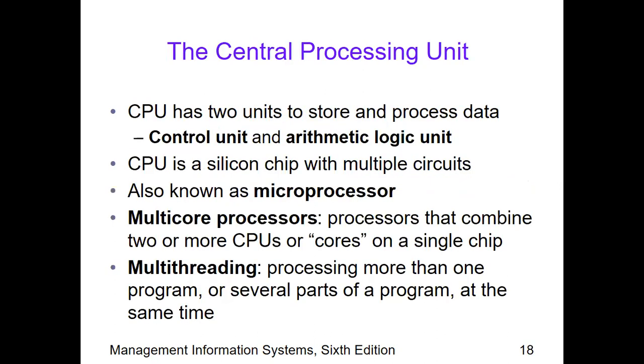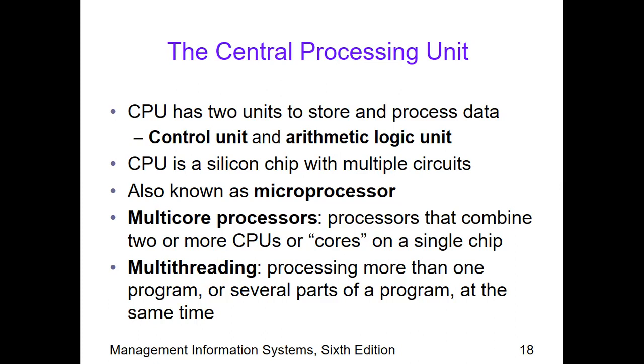Now the CPU has two units to store and process data, the control unit and the arithmetic logic unit. CPU is a silicon chip with multiple circuits. And this is known as a microprocessor because literally it is little. Now, multi-core processors are processors that combine two or more CPUs or cores on a single chip. So we can literally view the CPU as the core. And if there are two or more of them, we say multi-core.